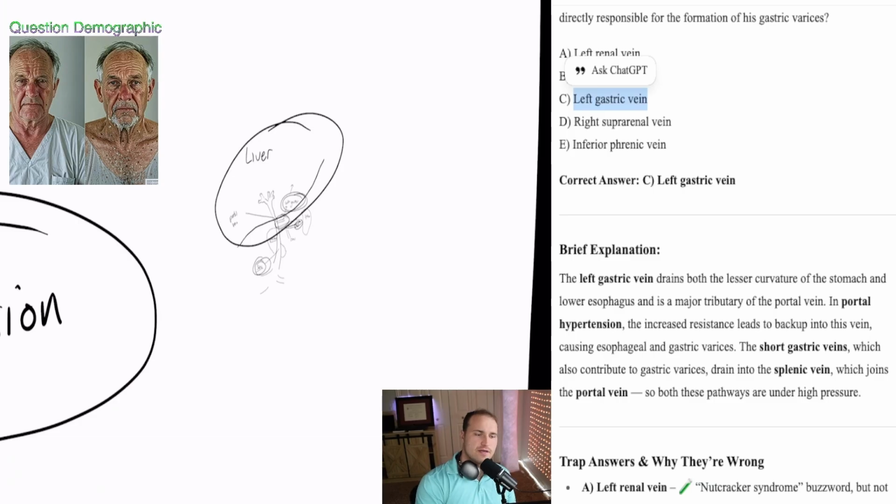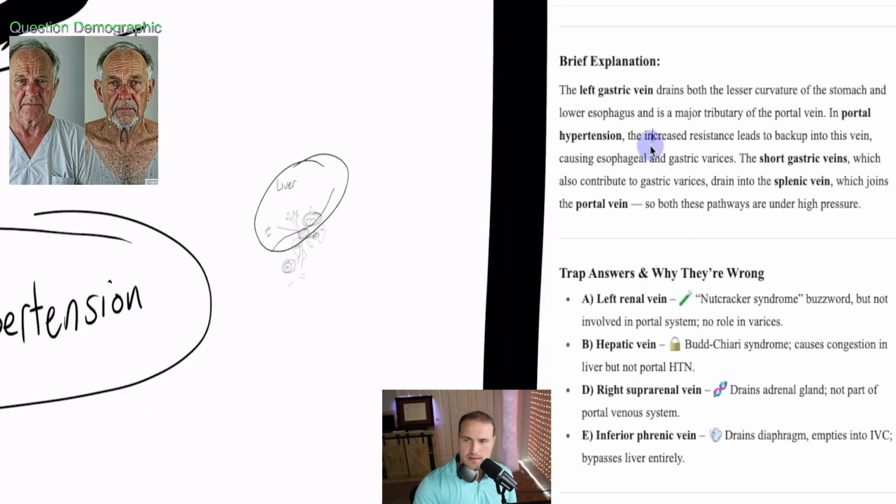And so they're going to try to trick you in various ways. They might say, oh, the hepatic vein. Well, that drains out of the liver into the IVC. And so that's more like Budd-Chiari syndrome, the hepatic vein thrombosis, not cirrhosis. All right, so they might try to trick you like that. In our answer right here, we know the left gastric vein drains both the lesser curvature of the stomach and the lower esophagus. And portal hypertension, increased resistance, causes the backup there, causing those varices.